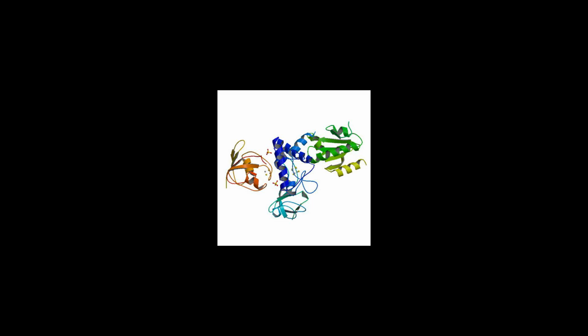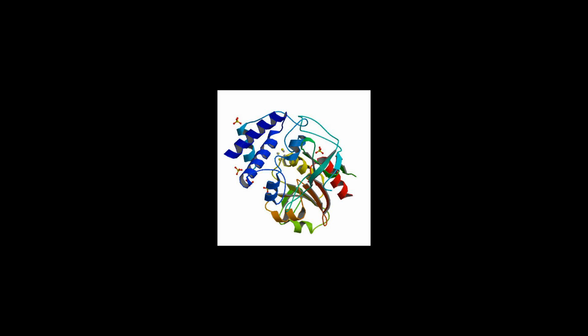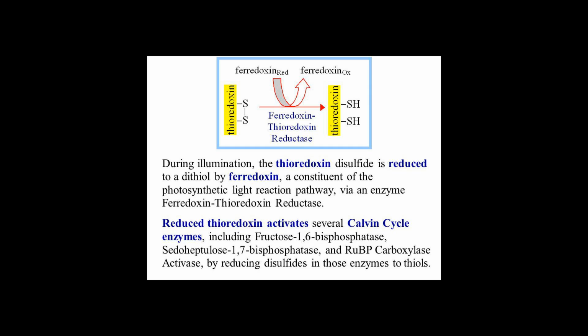In the light, photosynthesis harnesses light energy and reduces ferredoxin. Using FTR, reduced ferredoxin then reduces thioredoxin. Thioredoxin, through thiol disulfide exchange, then activates carbohydrate synthesis enzymes such as chloroplast fructose-1,6-bisphosphatase, sedoheptulose bisphosphatase, and phosphoribulokinase. As a result, light uses FTR to activate carbohydrate biosynthesis.